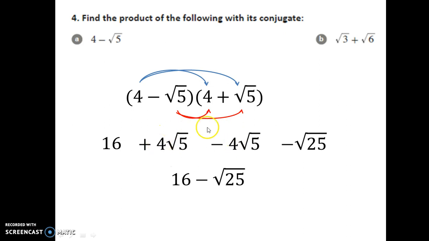These two, again, remember they cancel when we have an expression times its conjugate. So those two middle ones are gone. We're left with 16 minus root of 25. Root of 25 is 5, so 16 minus 5 is 11.